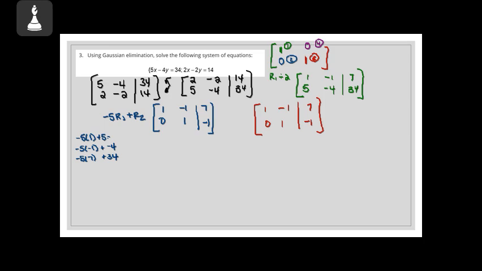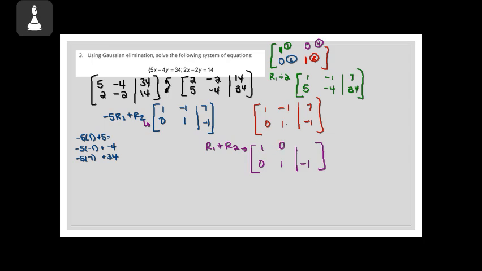I'm putting that in row 1. Row 2 is staying the same. I'm changing the top. So let's see. Row 1 plus row 2. Well, 0 plus 1 is 1. 1 plus negative 1 is 0. And negative 1 plus 7 is 6.